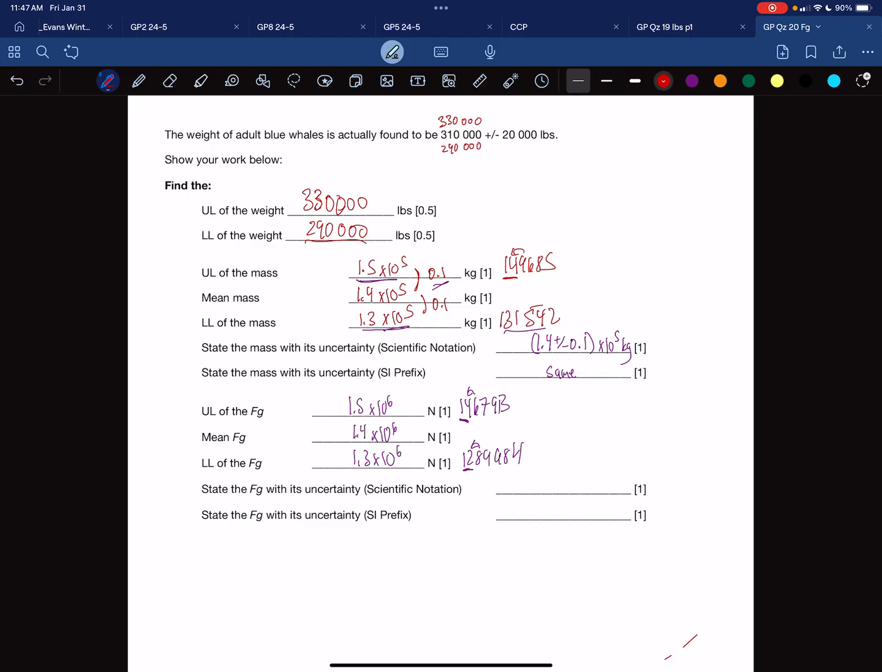Now you'll notice that this is 0.1 and this is 0.1. So the force of gravity with its uncertainty, we start with the mean, 1.4 plus or minus 0.1, that's these, times 10 to the 6th newtons. Or we can say, down below, 1.4 plus or minus 0.1 meganewtons with the SI prefix.